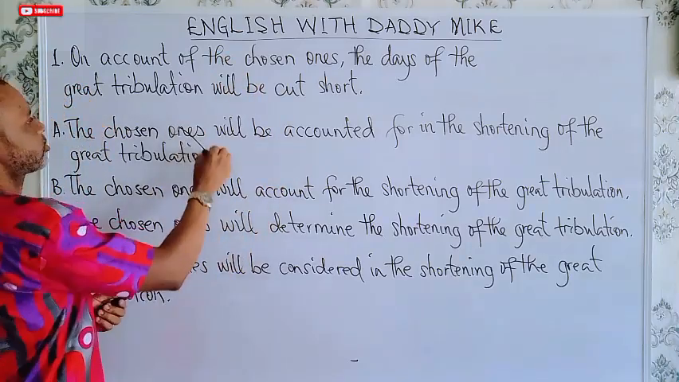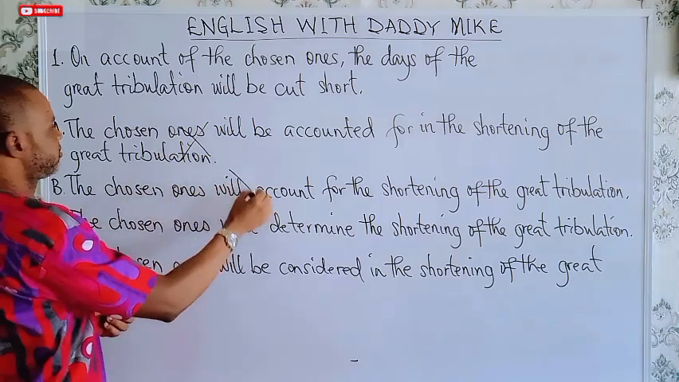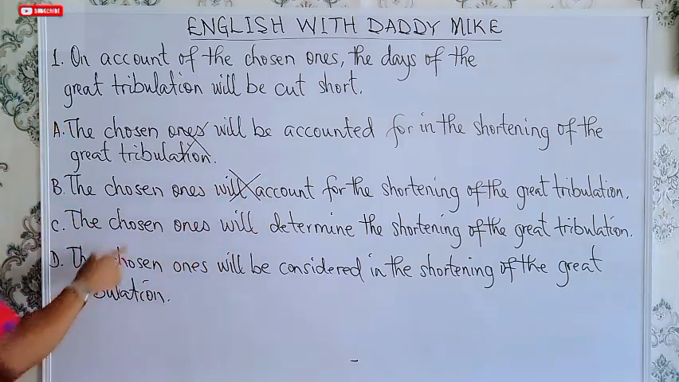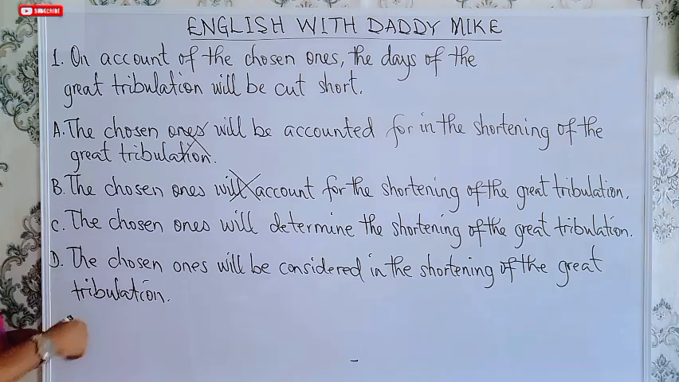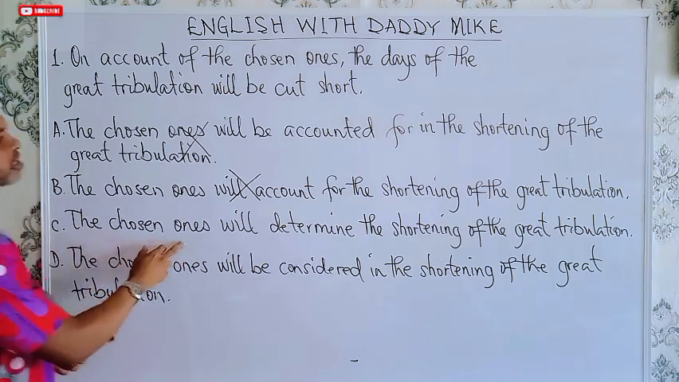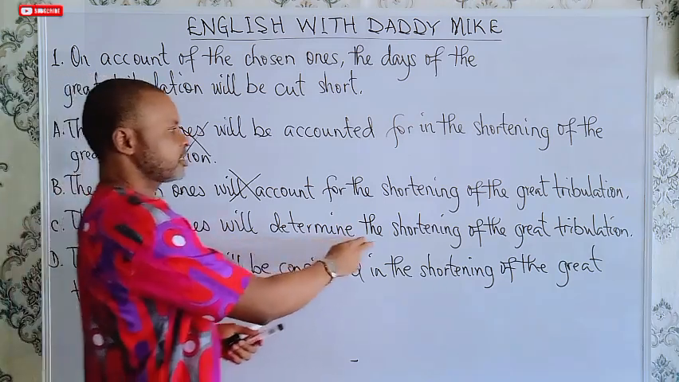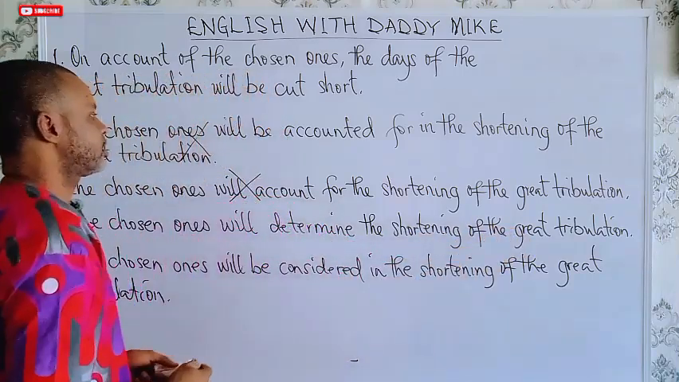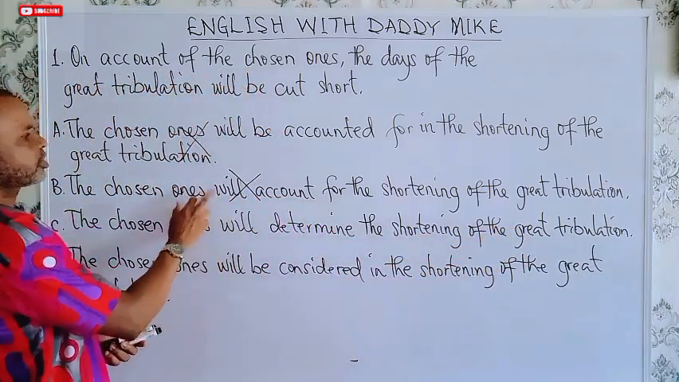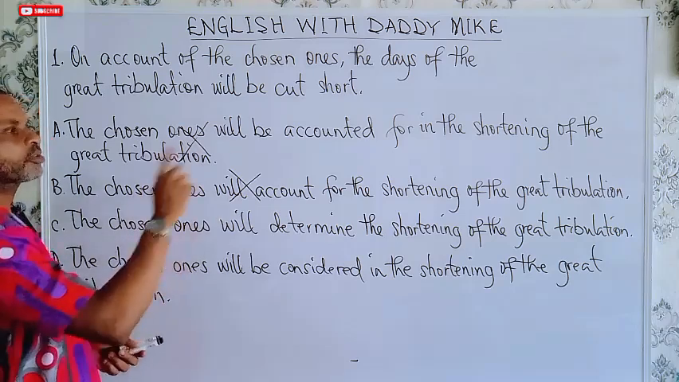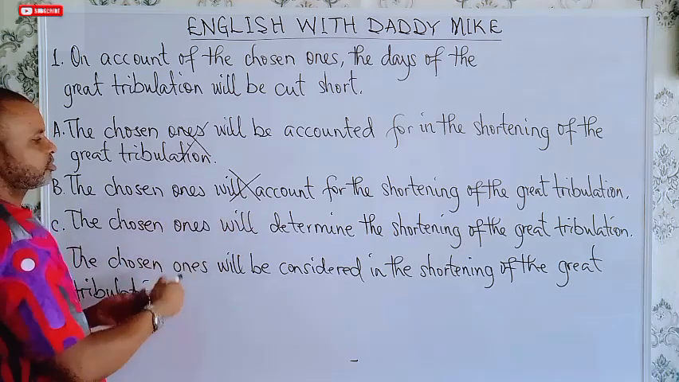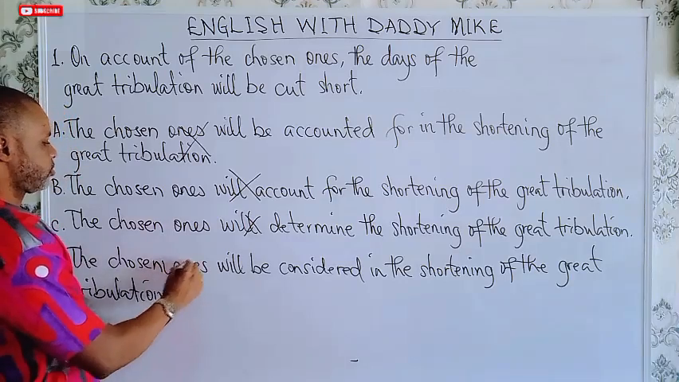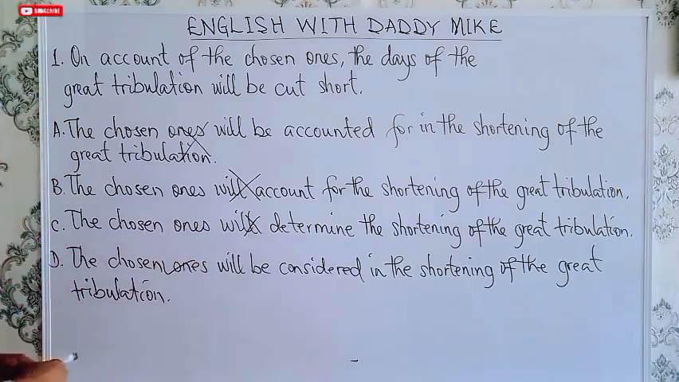That way, we let go of A and B, so we are left with C and D. C says the chosen ones will determine the shortening of the Great Tribulation. This is very similar to B. They will account for. So, if this is wrong, why not this? We are left with option D.